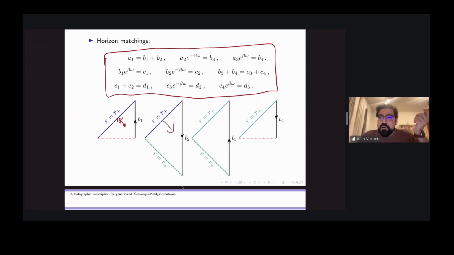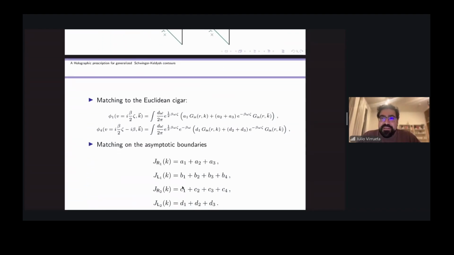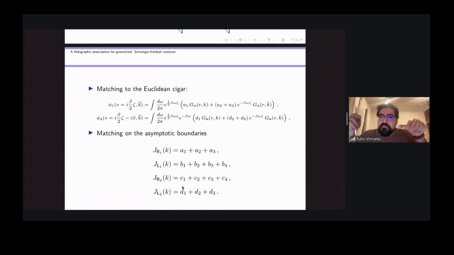The coefficient in the ingoing term doesn't change, and the coefficient in the outgoing term gains a phase. In principle, that phase is arbitrary, but I then fix the phase by matching in the Euclidean cigar. The Euclidean cigar prepares the state in the thermal state of a particular temperature that I want, and that fixes the phase to be the correct phase for the given temperature.